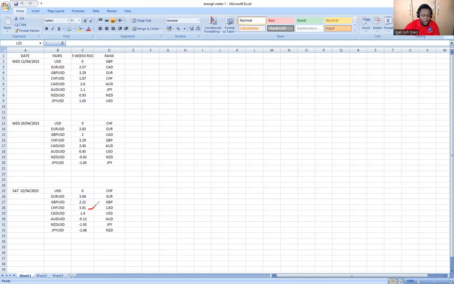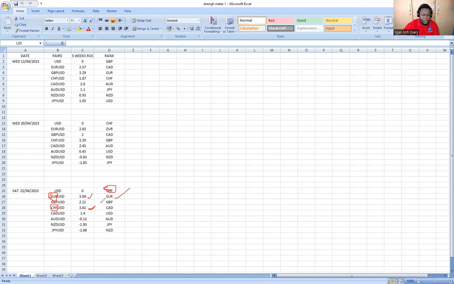What is 3.81 on? It's on CHF USD. So it means it's on CHF. It means CHF is the biggest, or CHF is the strongest. So you put CHF here as the first currency. Now, which one is the second biggest? It is 3.04, which is this one. Now, the 3.04, it's on Euro, because you are pairing USD with all the currencies. So Euro is the second.